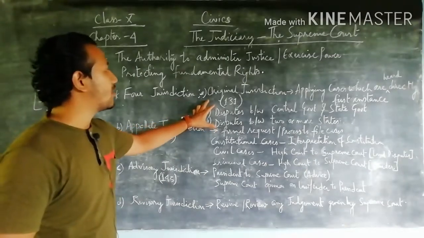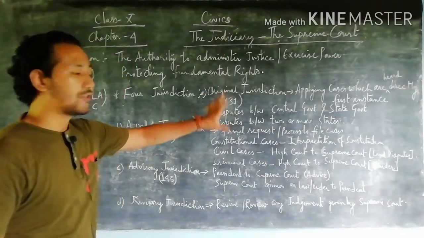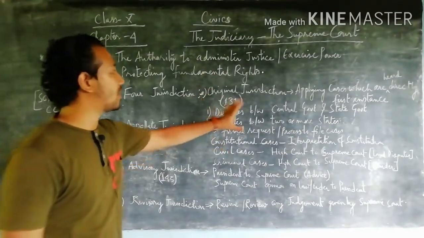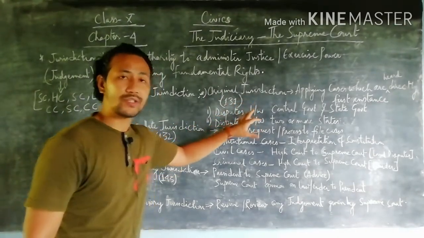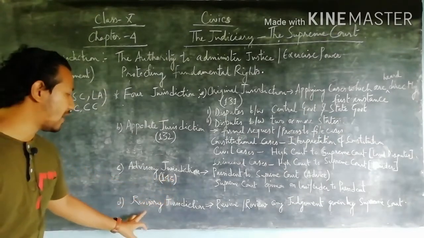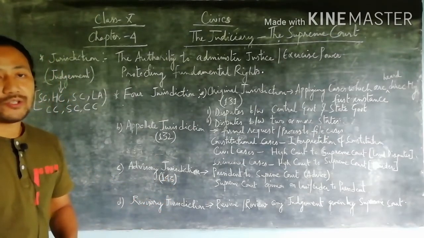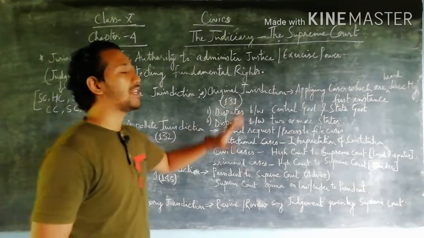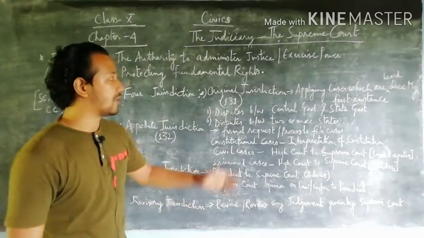So here first talking about original jurisdiction. So actually there are 4. Let me tell you only the names of the 4 jurisdictions: original jurisdiction, appellate jurisdiction, and then the advisory jurisdiction, and the last, that is known as revisory jurisdiction. So let's start with the first jurisdiction, that is known as original jurisdiction.